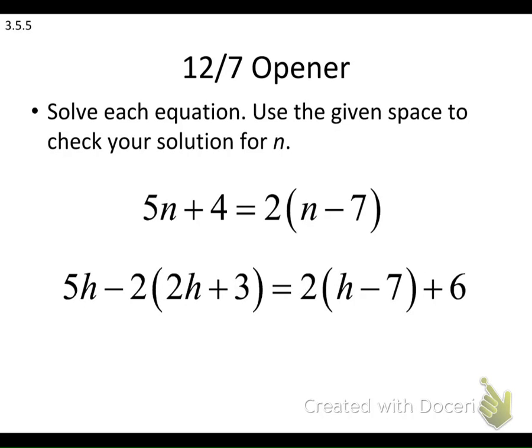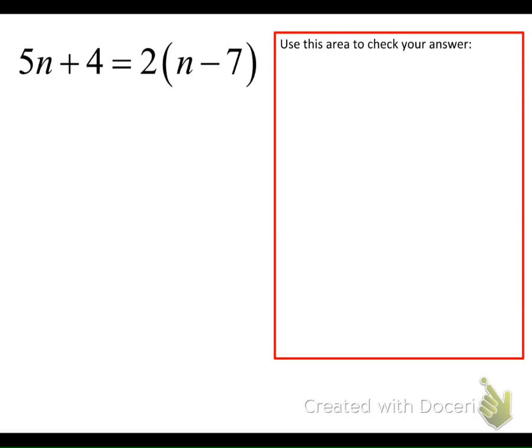Today's opener is going to be very similar to the quiz that you're going to take following the opener. The first thing I'd like you to do on the opener is go ahead and scratch out the date of 12/7 and replace it with the date of 12/11. The next thing I want you to do is put an X through the area that says check your answer. We're not going to worry about checking our answers.